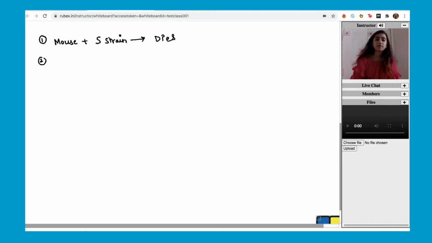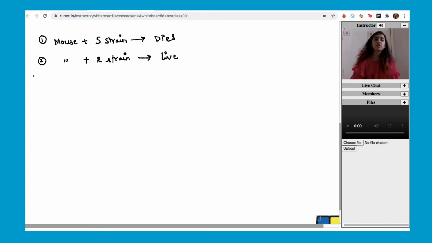Second step, another basic thing, he again took a mouse. This time he injected the mouse with the R strain of the bacteria. R strain, that is the non-virulent strain. Clearly this strain will not cause any infection and the mouse will live.